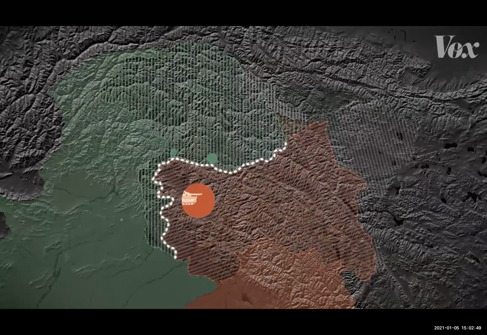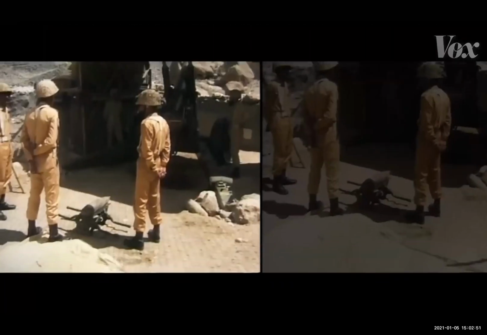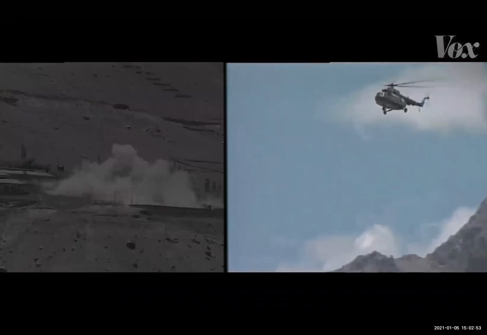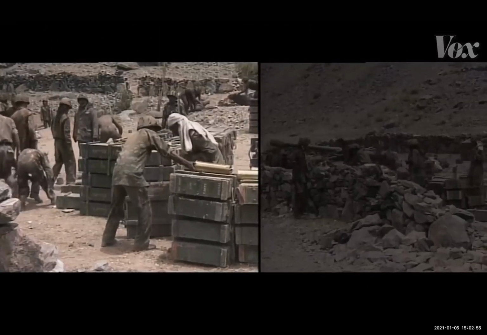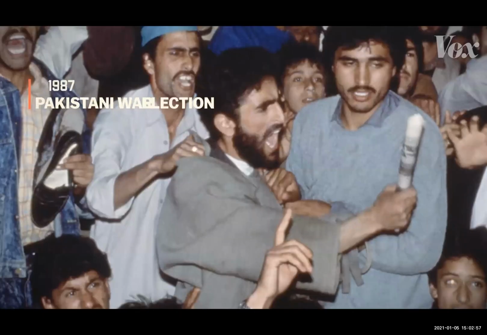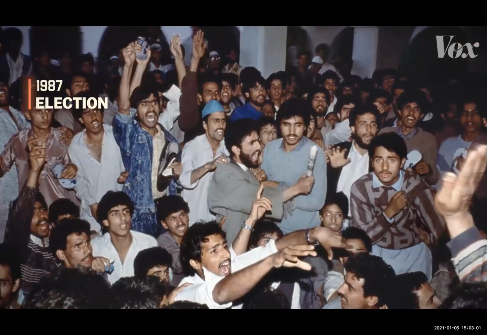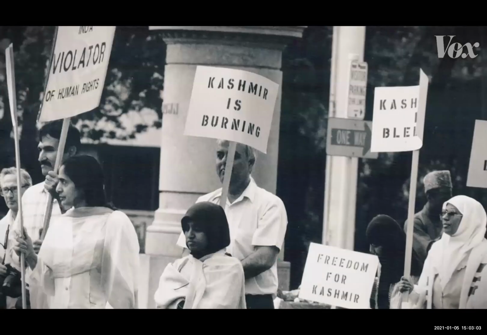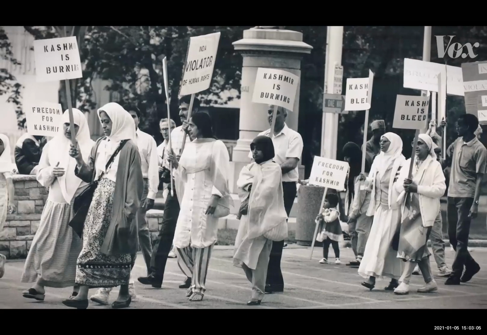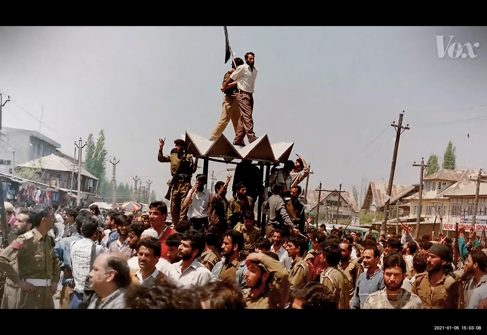It became one of the most militarized places on Earth as India and Pakistan deployed planes, tanks, artillery, and soldiers along the line of control. On the political front, in '87, India reportedly rigged an election, declaring a pro-India party as the winner. Now, this was a big turning point for many Kashmiris, who felt they were again denied the chance to vote.